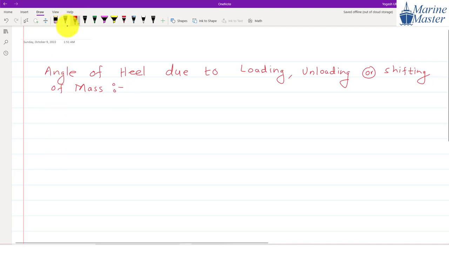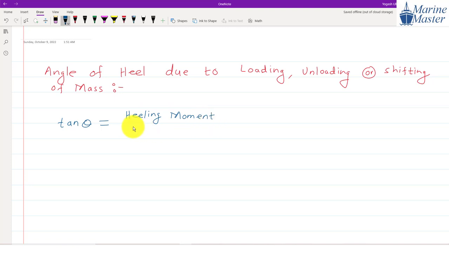Now try to understand the relation, guys. Tan theta will be equal to what? Don't worry, when we come to the numericals, we will learn more about this relation. Don't write anything, listen carefully. Tan theta is equal to healing moment divided by final displacement into final metacentric height.